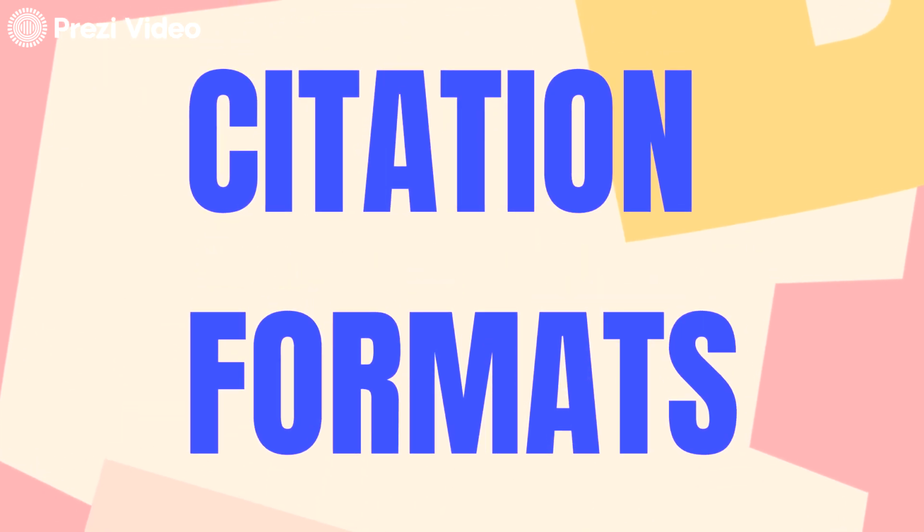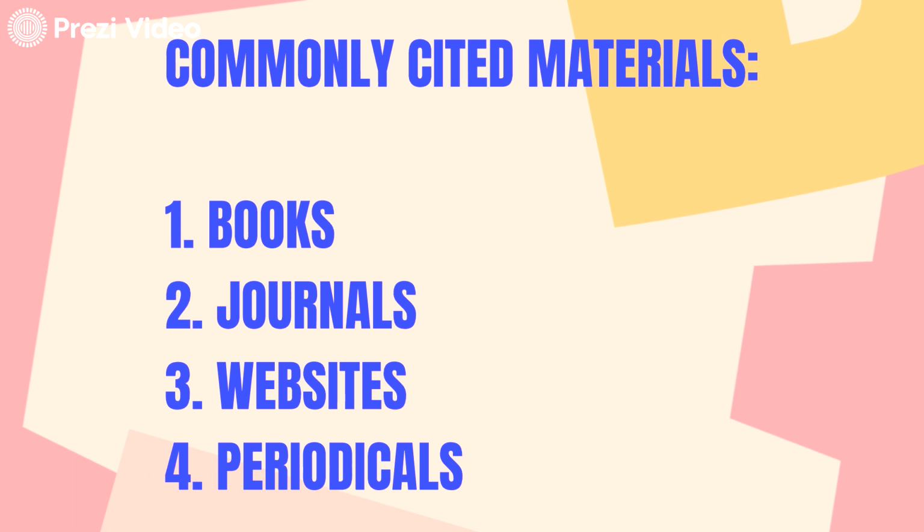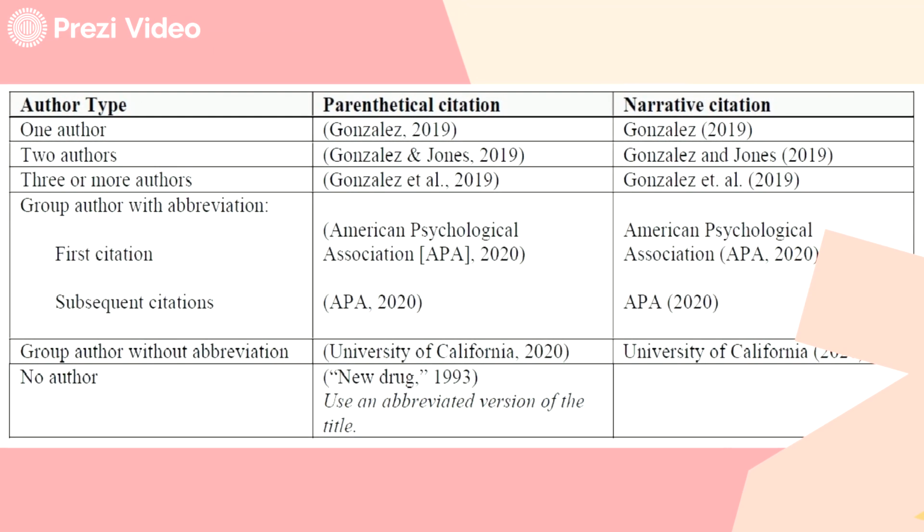Okay, now with that discussed, let's now move on to the format of the different citation types. Okay, so first of all, we'll focus only on these 4 materials because these are the 4 materials which are commonly cited, especially when writing your high school research papers or your academic texts in high school. And these materials are the following. We have books, journals, websites, and periodicals. And by periodicals, I mean newspapers and magazines.